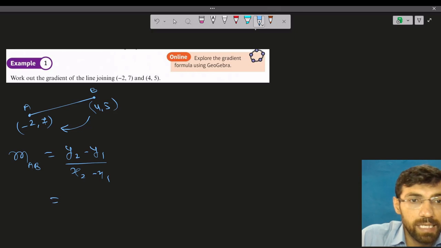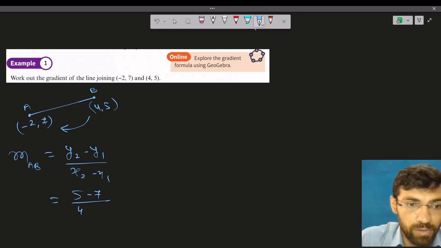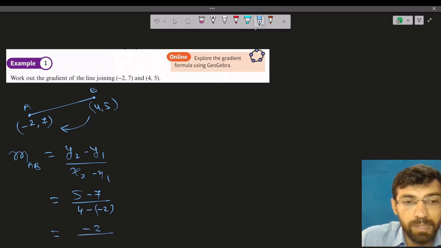So y2 minus y1, I am subtracting in this direction. So 5 minus 7 I will do, upon x also in the same direction, so 4 minus minus 2. So what is it all about? 5 minus 7 is minus 2 upon 4, minus of minus 2 will be plus 2, so 4 plus 2 is 6. How much is it? Minus 1 by 3. We got our gradient as minus 1 by 3.